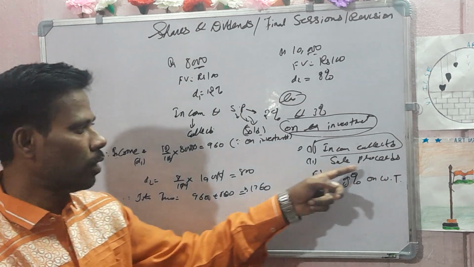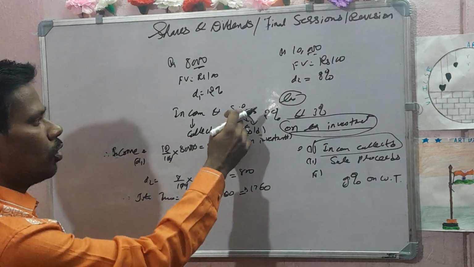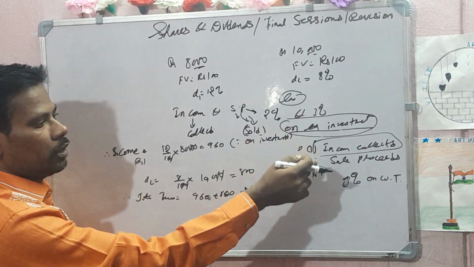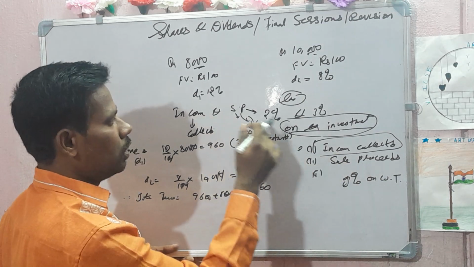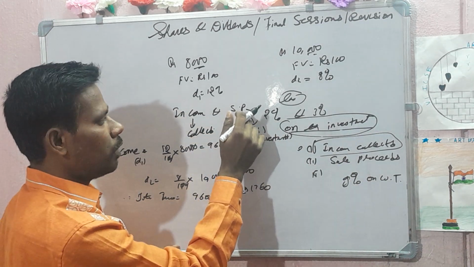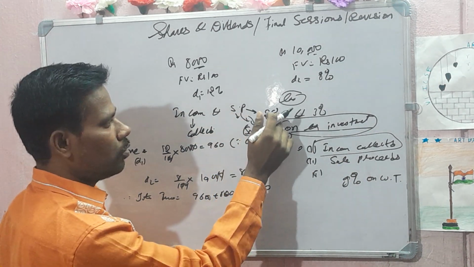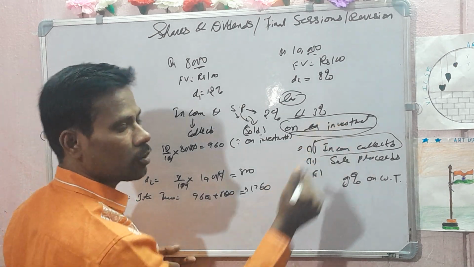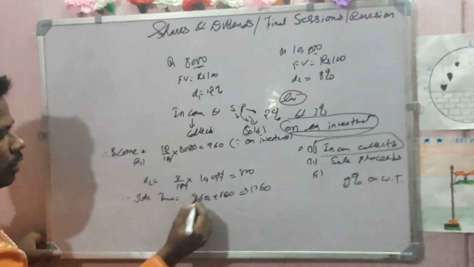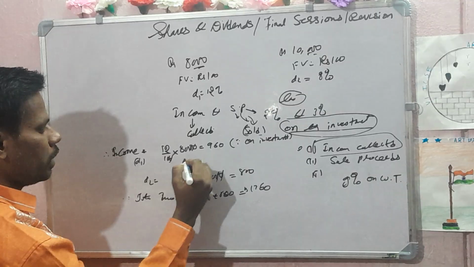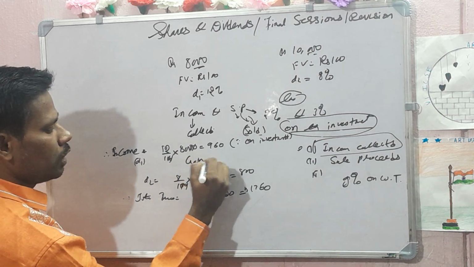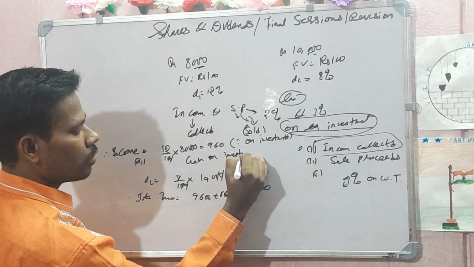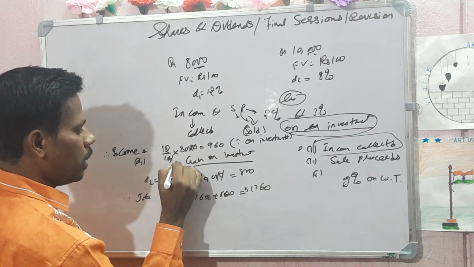Next, sale proceeds. Sale proceeds means he sold, no? Sale proceeds is nothing but selling price. Sold is given, 2%, 3% on the investment. This is gain on the investment. You can keep your heading as gain on investment.